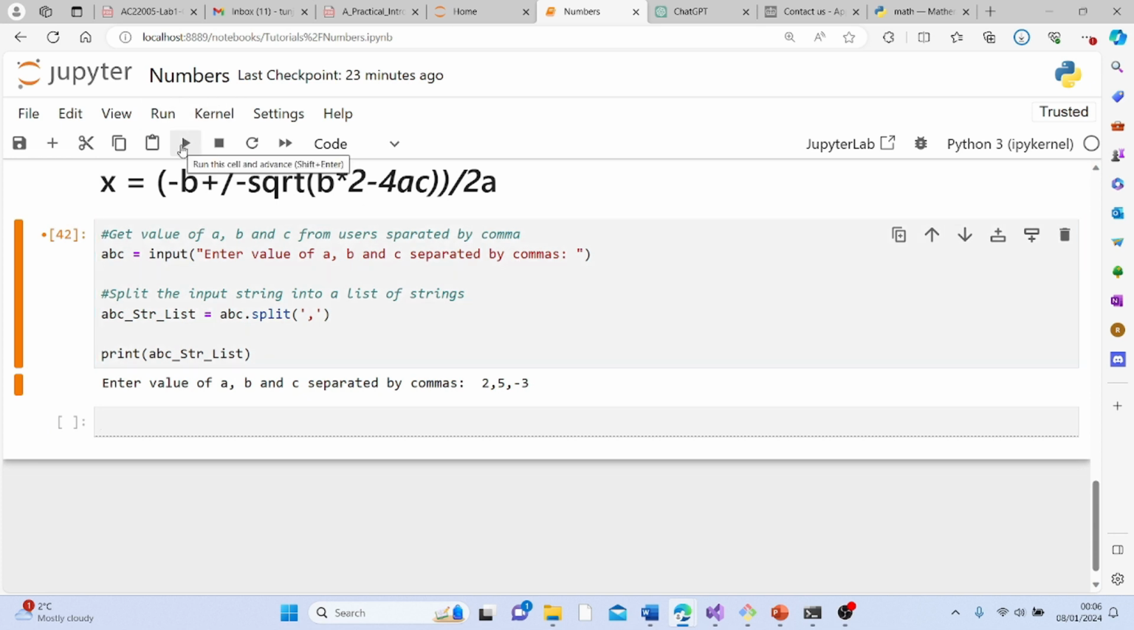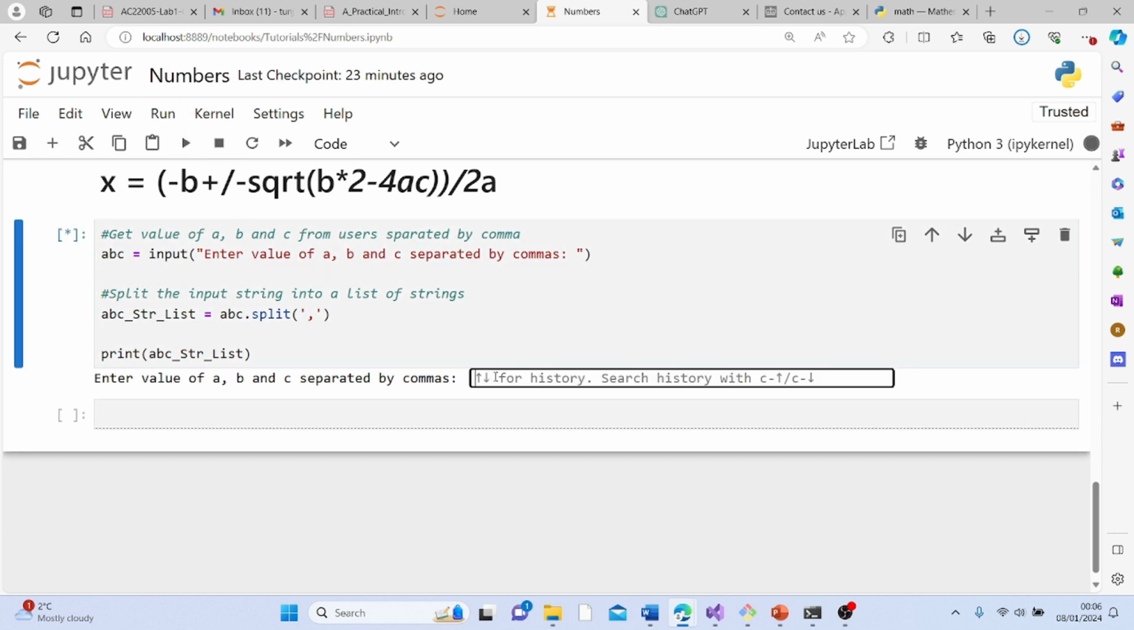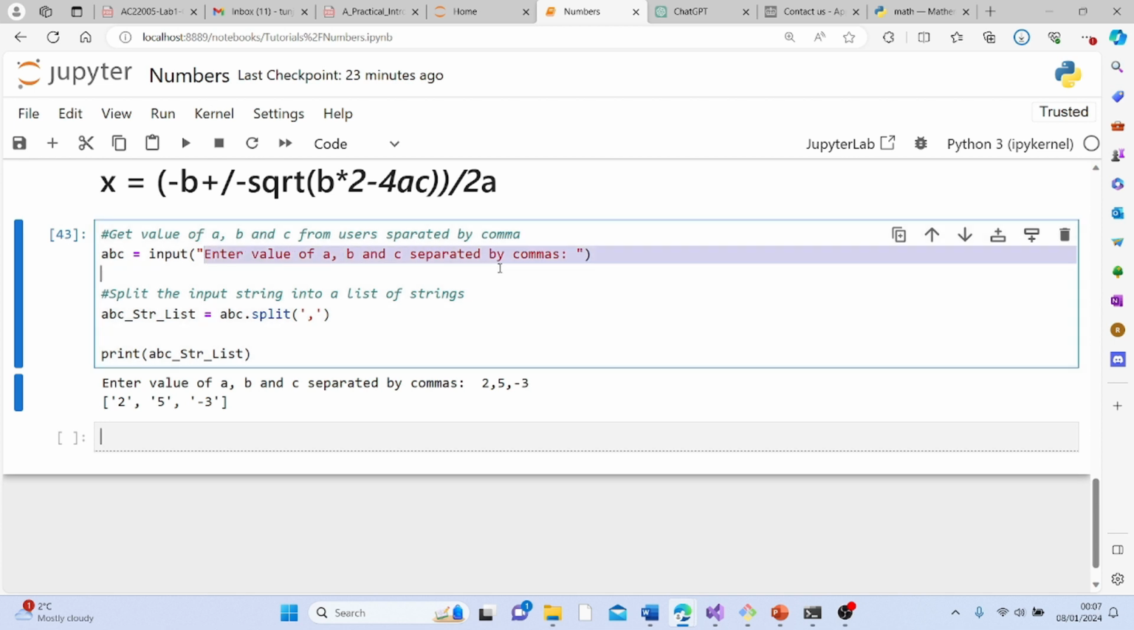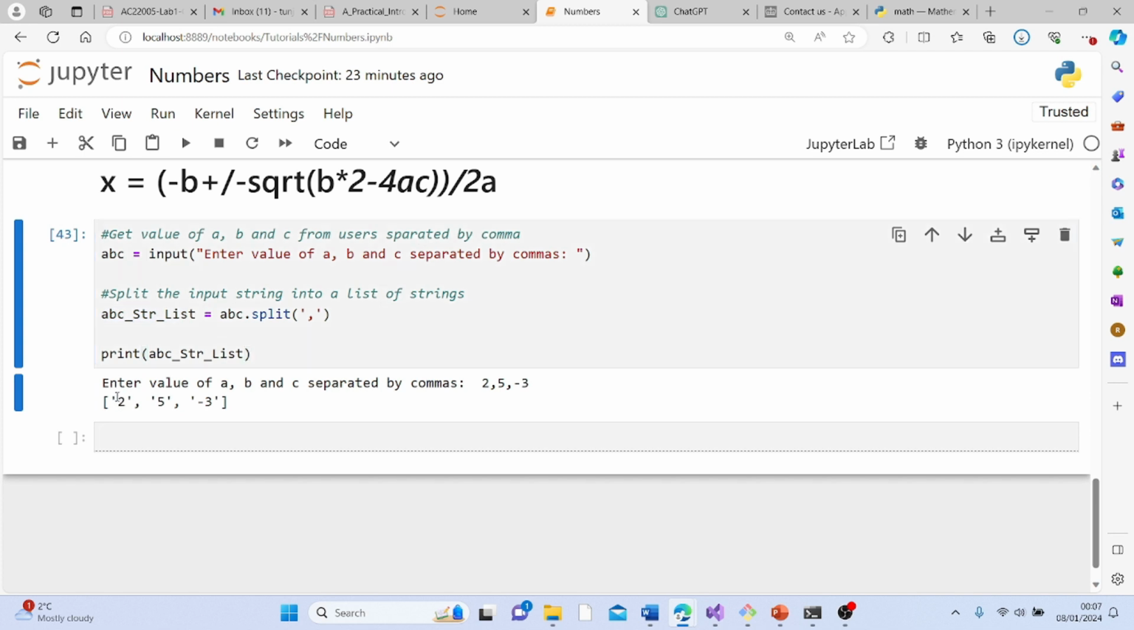If I run this, it will ask me for the numbers. We have 2, 5, minus 3 separated by comma. If I enter this, it will print this value for us. You can see we have the strings 2, 5 and minus 3 inside the list ABC, because whatever the user entered has been split and converted into the ABC list. So this is still a list of strings. You can see the quotation marks around those numbers. That shows that they are still strings.